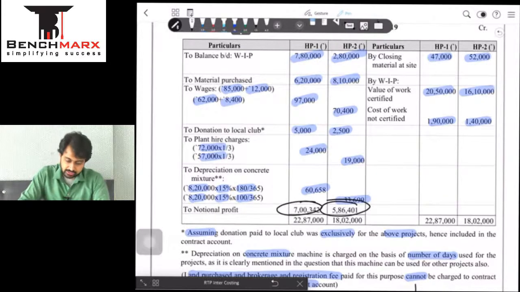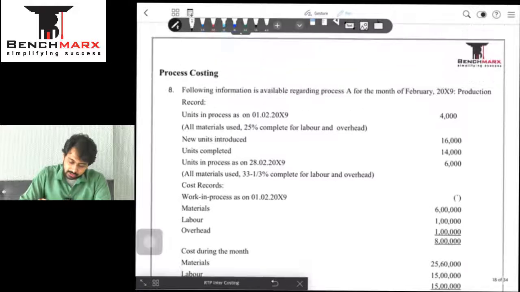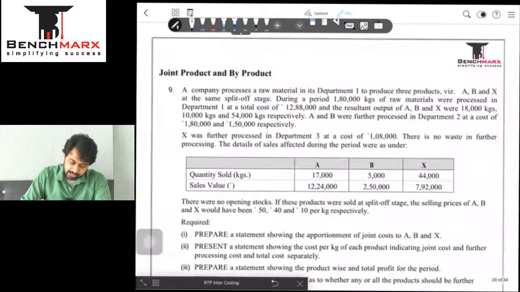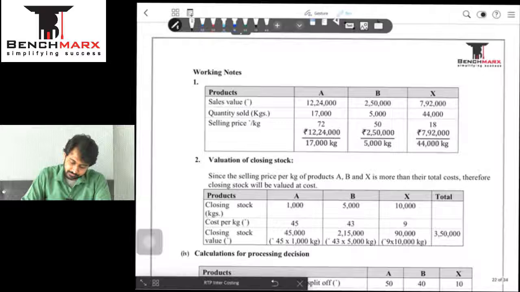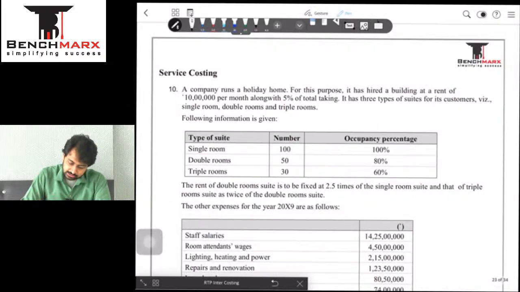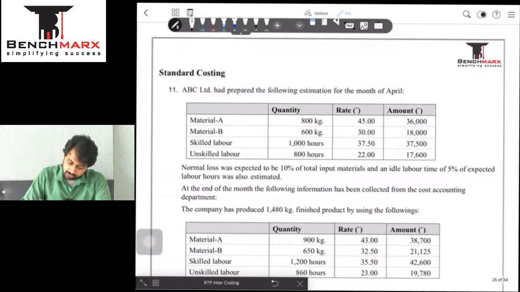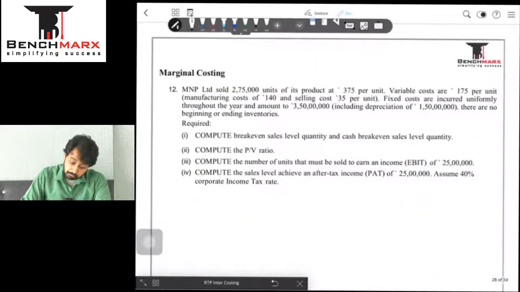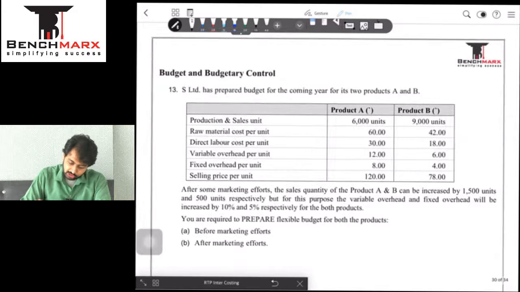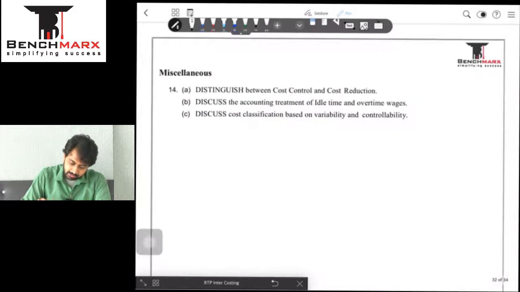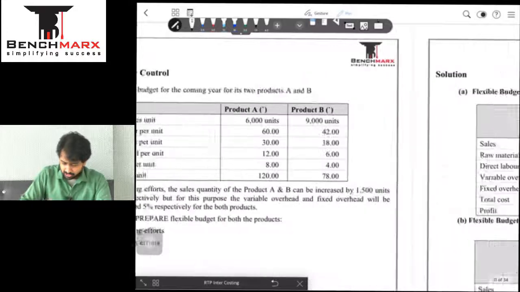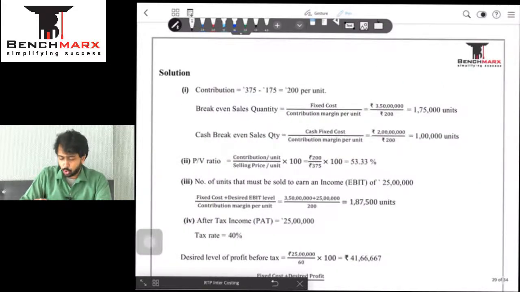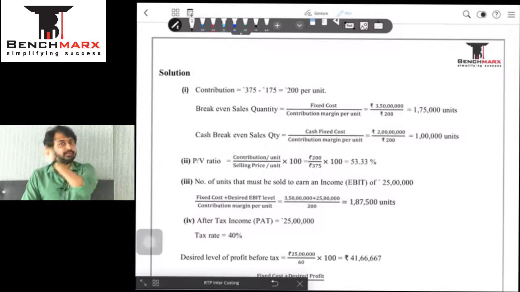So 5 questions are left, I think. Question 8th is on process, 9th is on joint product, 10th is on service, that makes 3 questions. 11th is on variances, 4. 12th is on marginal, 5, and 13th is on budgets, 6, and 14th is theory. Oh, so there are 6 questions left. So maybe in the next session I will take all the 6 together, or I'll break it into 3 plus 3. Okay. So one more session gone.